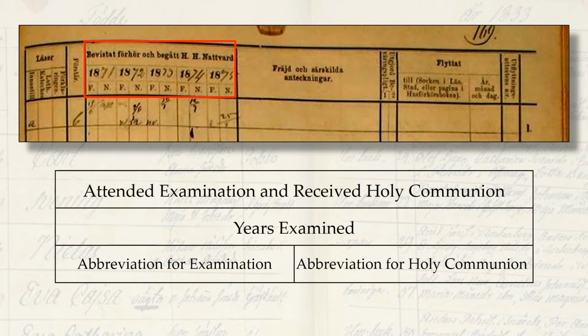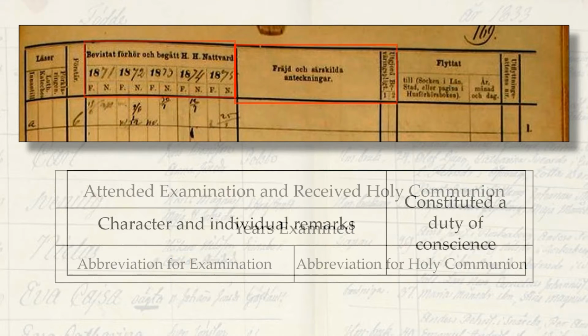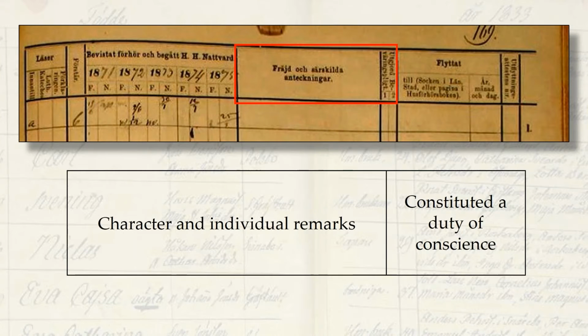This is the important one. This is where they attended the examination and received Holy Communion. As you can see, they have the years examined in the middle, 1871 through 1875, and they had 2 boxes underneath each year. One of them was for if they attended the examination, and one of them was if they had taken Holy Communion that year. In the next column, they would give remarks on their character, and then if they had constituted a duty of conscience.